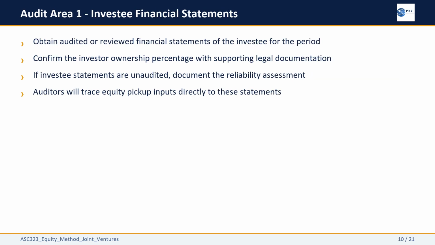The first audit area is the investee financial statements themselves. Auditors will want to see audited or, at minimum, reviewed financial statements of the investee for the period under audit. They will also confirm the ownership percentage using share registers, partnership agreements, or other legal documentation. If the investee statements are unaudited, you need to document your assessment of their reliability. Everything flows from these statements: the equity pickup, the OCI items, the impairment indicators, so having them complete and readily available before fieldwork begins is essential.